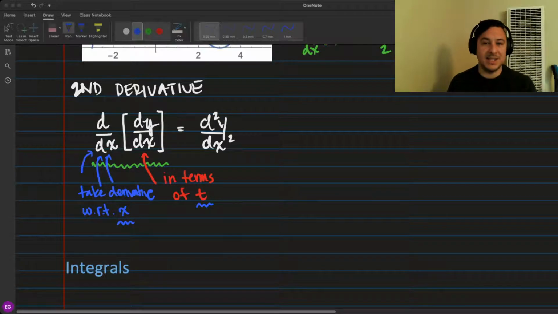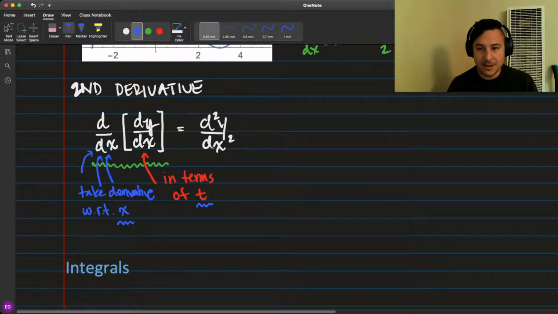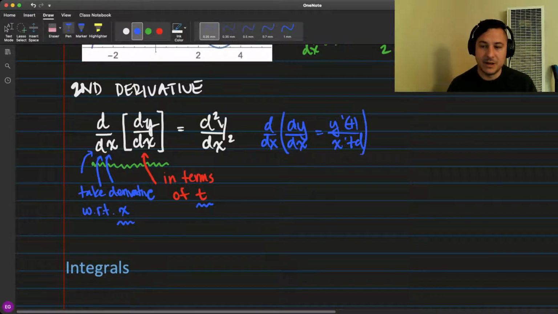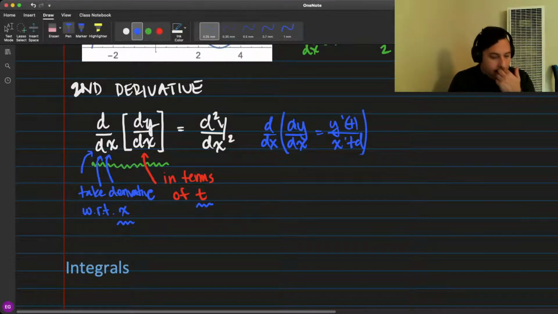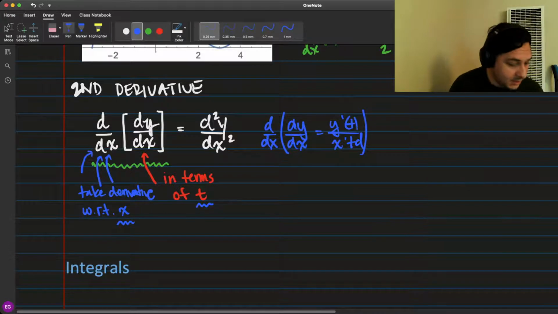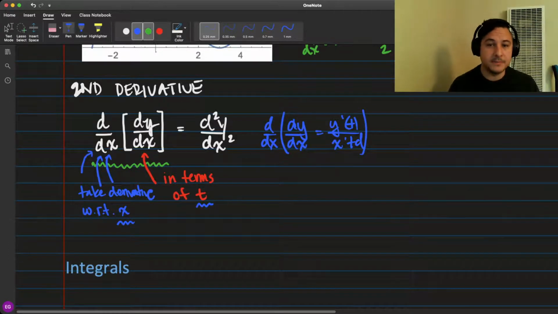Does that make sense? You can't just take the dy dx, which is going to be equal to y prime over x prime, and then take the derivative with respect to x of it, right? It's not going to work out because the variables don't match. So anyways, we have a formula to calculate this for us.